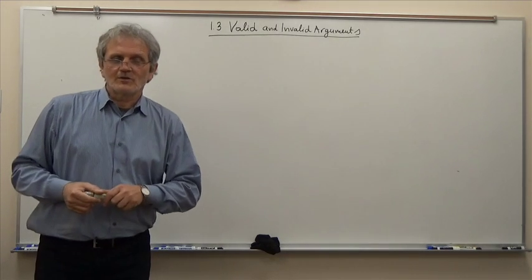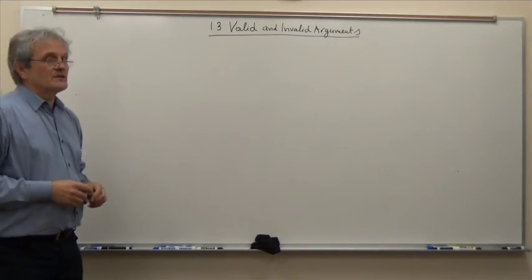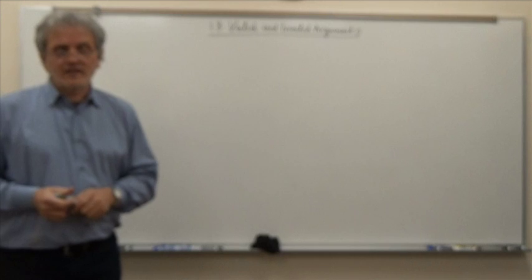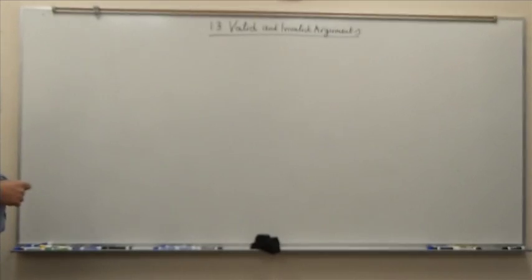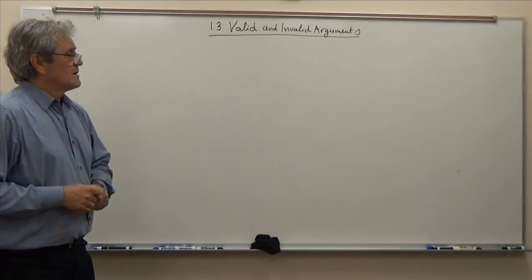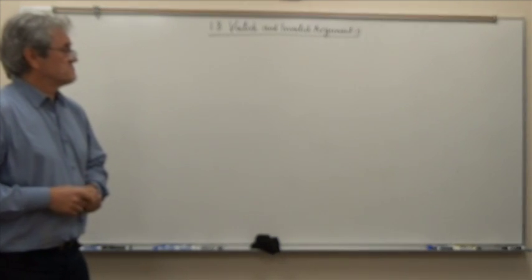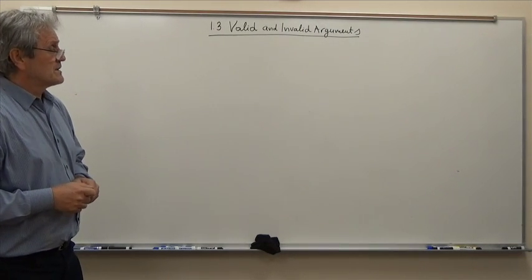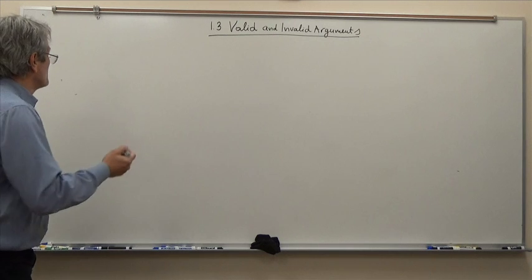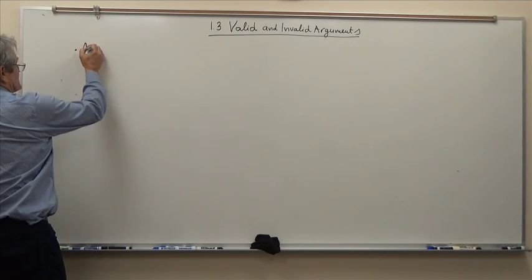Hello. Our topic for today is section 1.3, which is valid and invalid arguments. So basically here we have the everyday life side of the story and the formalist side of the story. So what is the argument?